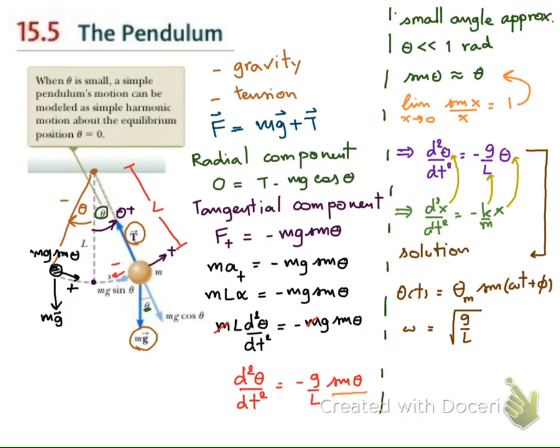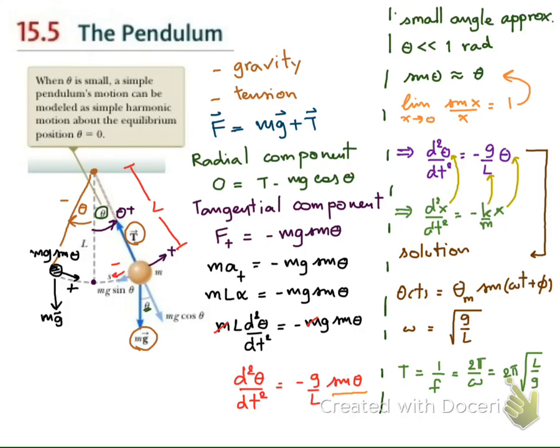And from this expression of the angular frequency, we can say that the period of the motion is 1 over f, which is 2 pi over omega, and it is 2 pi times the square root of L over g.